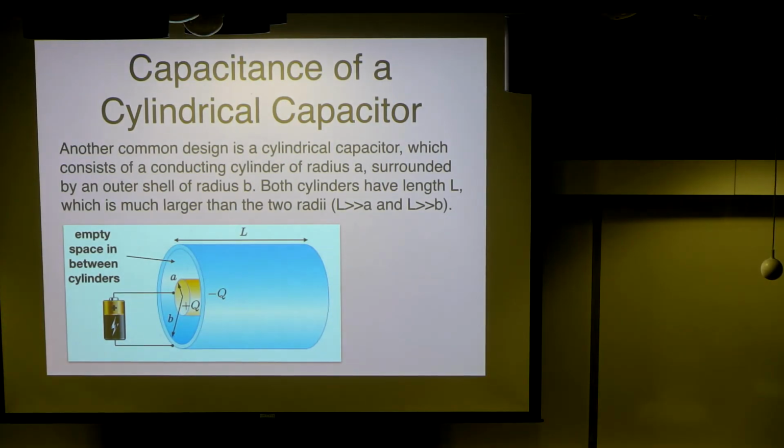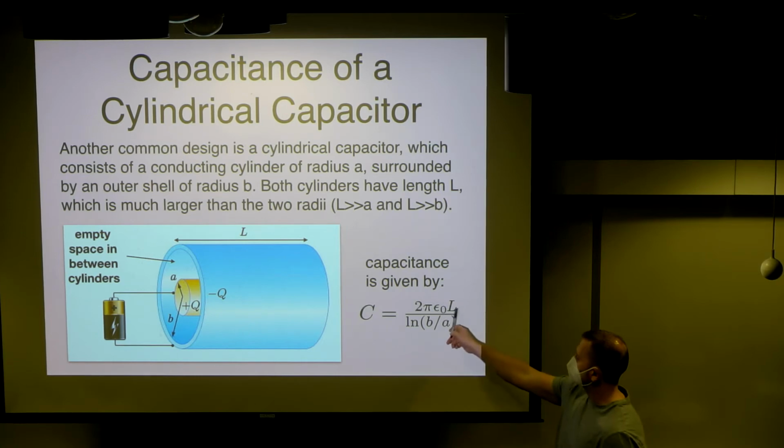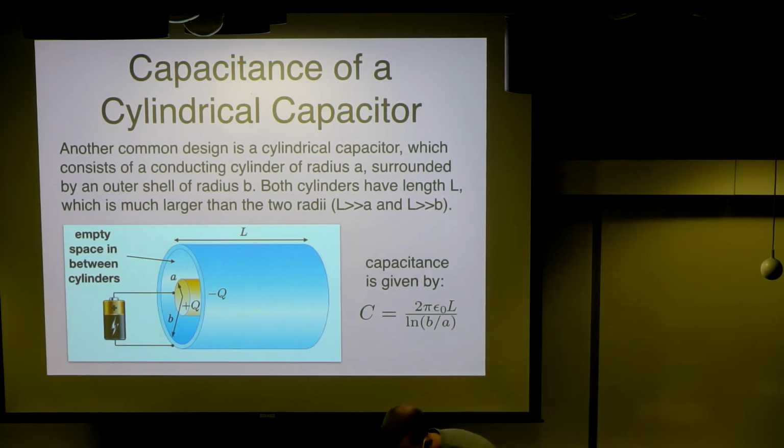All right. So there's the result. Capacitance for this type of setup is given by C equals 2 pi epsilon naught L, natural log B over A. Okay?